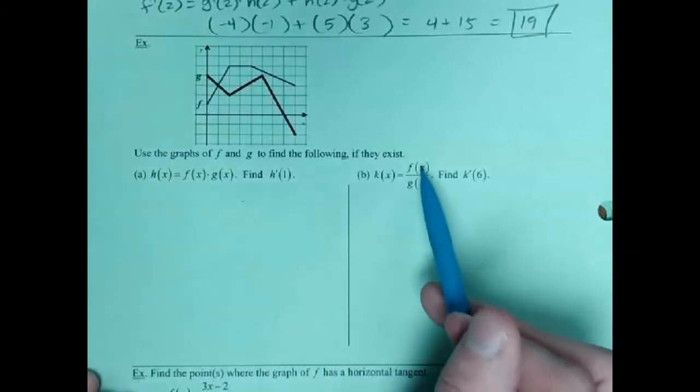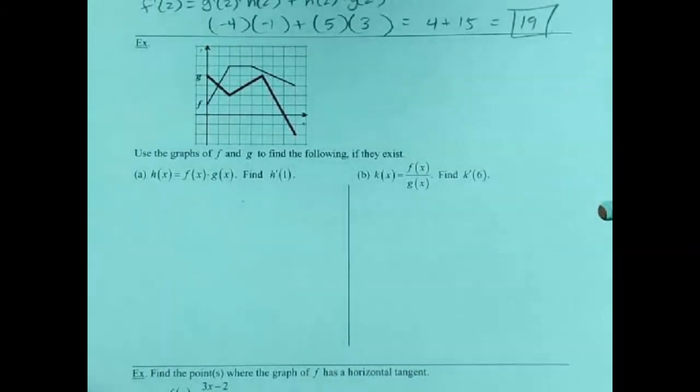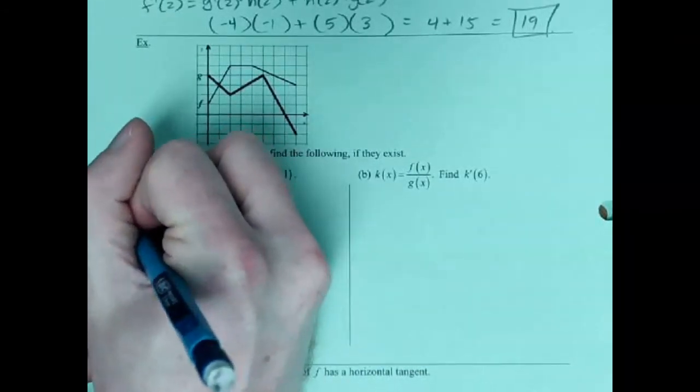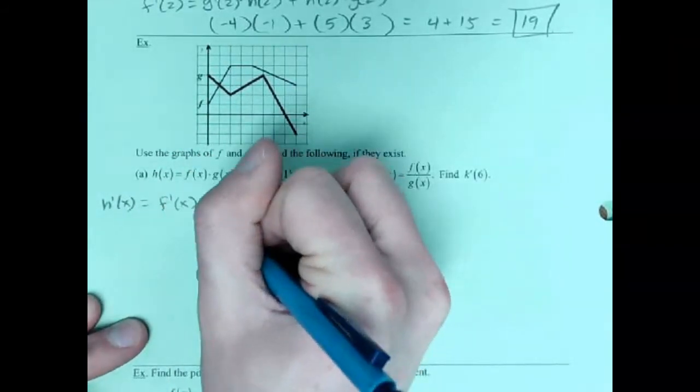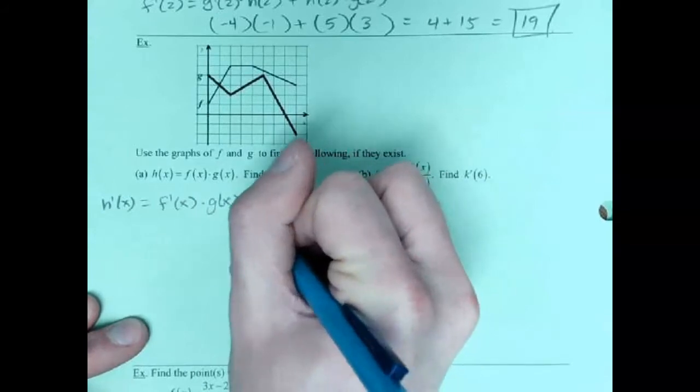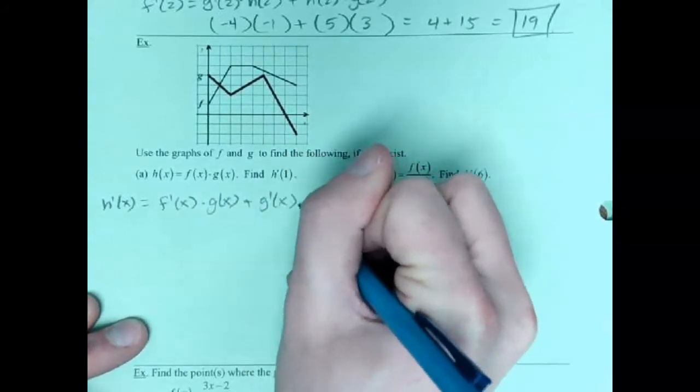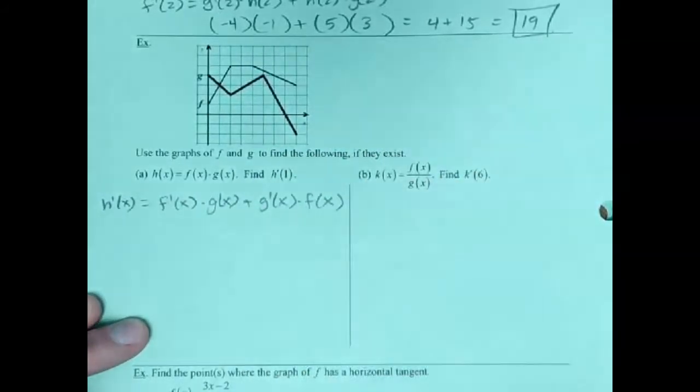Then here I have f divided by g, quotient rule. So let us go for it. First thing is always just to write out your derivative rules. Derivative of the first times the second plus the derivative of the second times the first. Wonderful. That's the derivative rule.